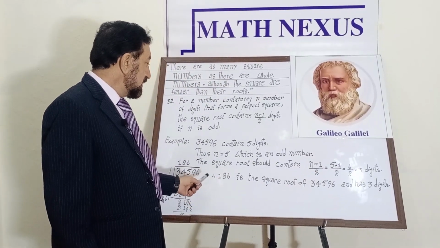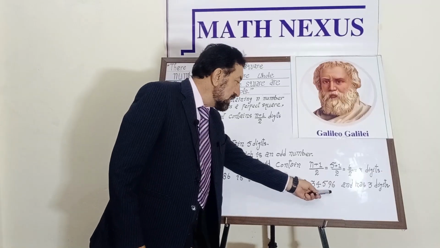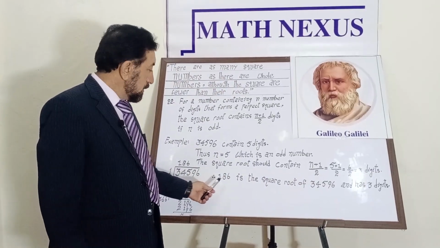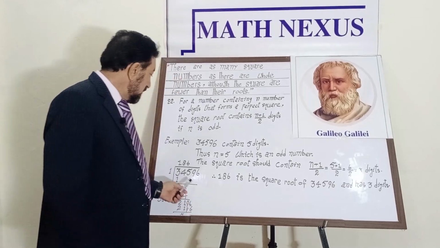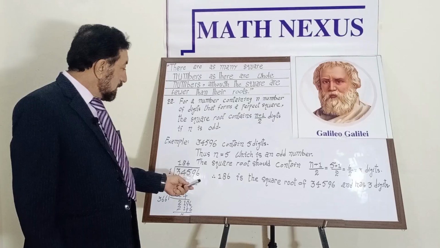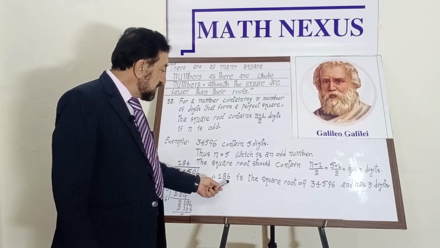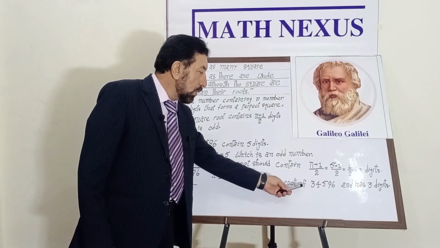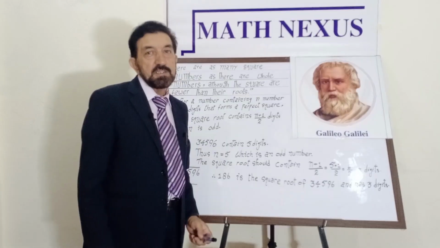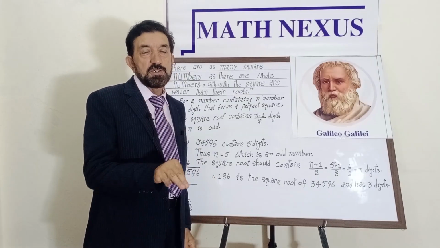It means that the square root of this figure should be in this form, with 3 digits. According to this method, 186 is the square root of 34,596 and has 3 digits.